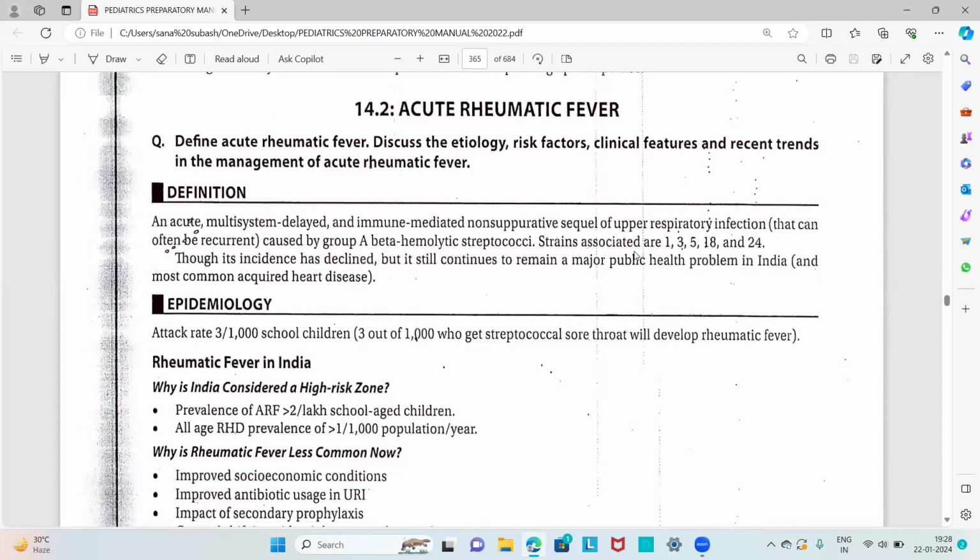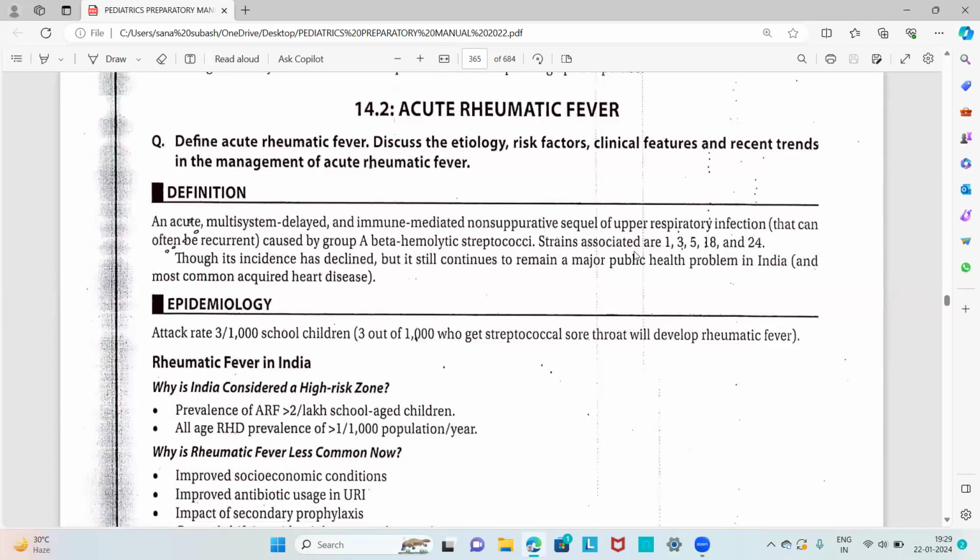And also, there will be short essays like: discuss the etiopathogenesis, clinical features, lab investigations, and management of acute rheumatic fever. Then the modified Jones criteria, clinical features and investigations in acute rheumatic fever, penicillin prophylaxis in acute rheumatic fever, diagnostic criteria of infective endocarditis, rheumatic fever prophylaxis, rheumatic carditis management, erythema nodosum. These are the usually asked questions regarding acute rheumatic fever.